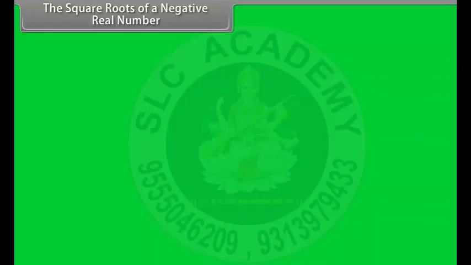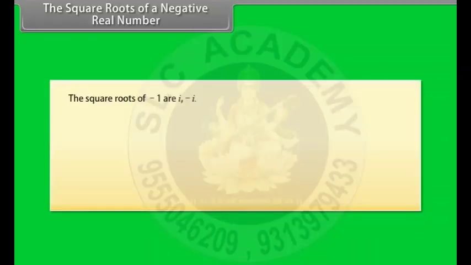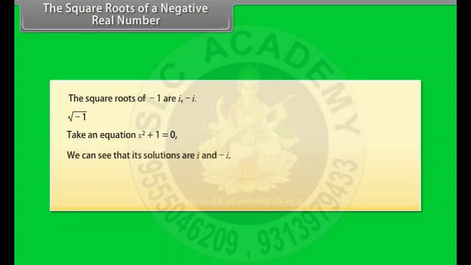The square roots of a negative real number. The square roots of minus 1 are iota and minus iota. This symbol means iota. Take an equation x square plus 1 is equal to 0. We can see that its solutions are iota and minus iota. In general, for a positive real number a, square root of minus a is equal to square root of a into square root of minus 1, which is equal to square root of a into iota.